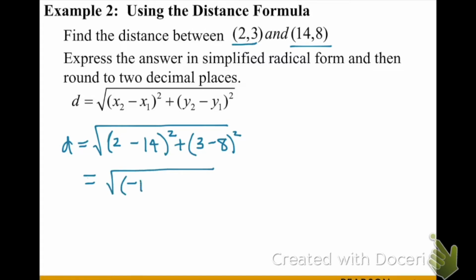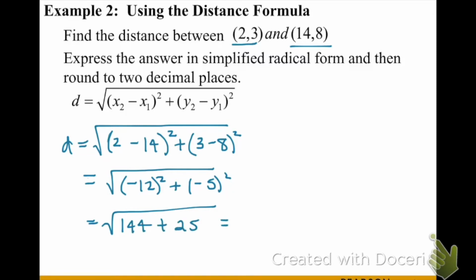So if I subtract there, 2 minus 14 gives us -12 squared, and then 3 minus 8 gives us -5 squared. Notice how I put the negatives in the parentheses so that we remember when we square to get positives. This will give us 144 and 25. If we add this together, we get the square root of 169, which comes out perfectly to be 13. So 13 would be our answer in both simplified radical form and decimal form.